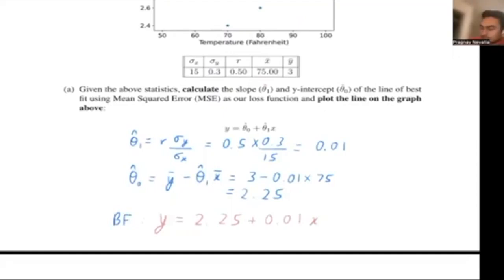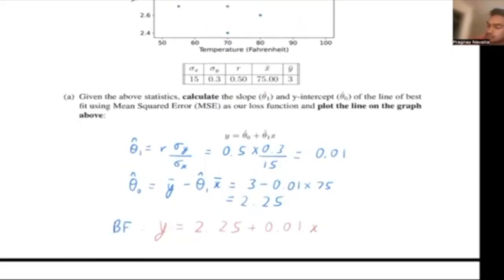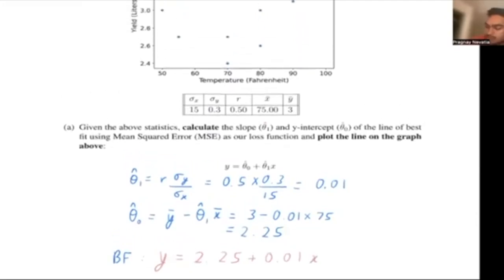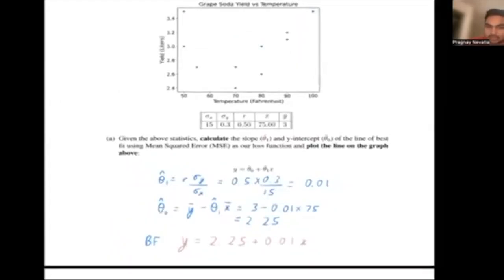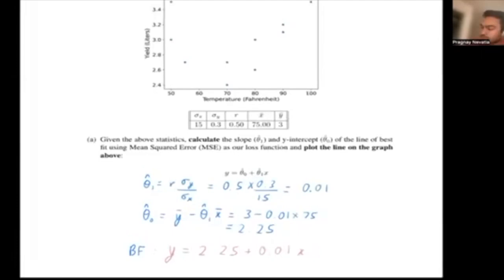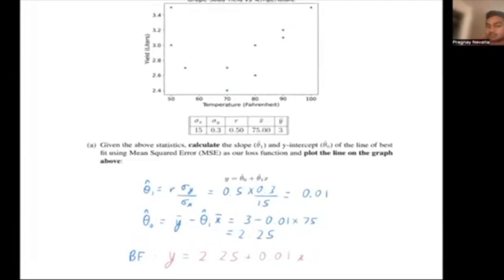Okay, so you're also asked to plot the line on the graph above. The easiest method, I think, is given two x values, make two points and just connect them because it's a line. So let's say x is equal to 100. When x is equal to 100, based on this line of best fit, this will be 3.25.